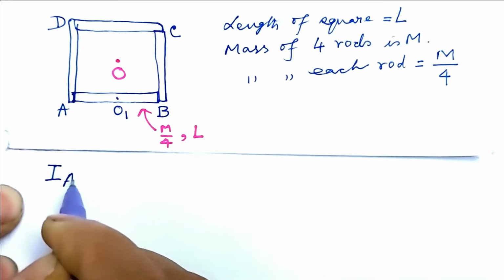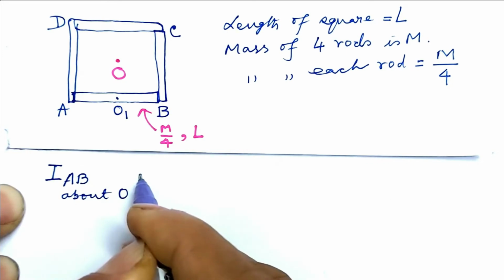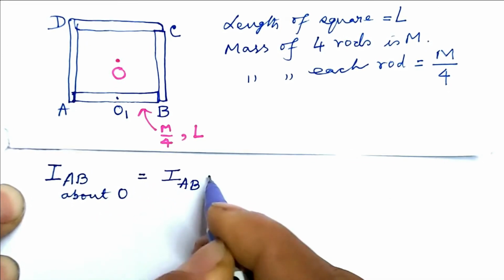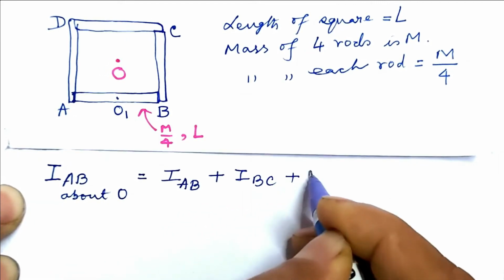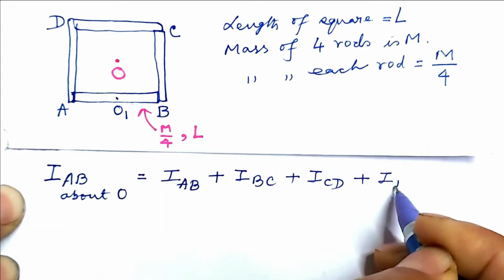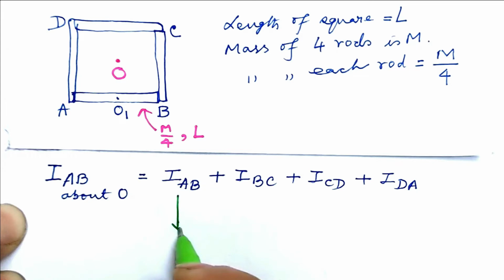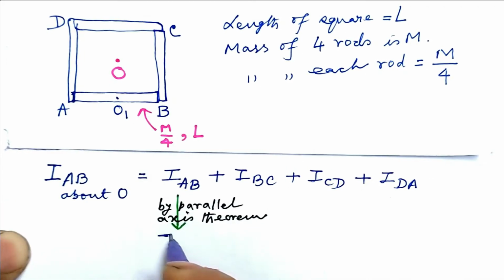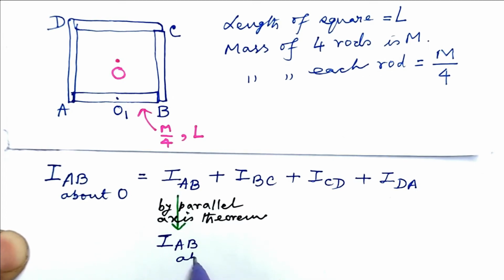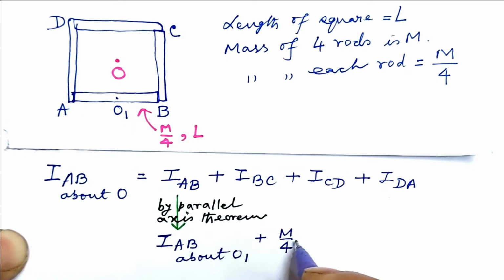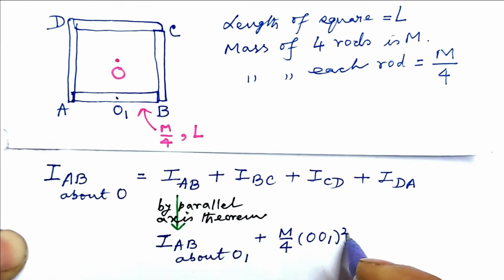The moment of inertia of the object about the perpendicular axis through midpoint O is given by the moment of inertia of portion AB plus that of portion BC plus that of portion CD plus that of portion DA. What is the moment of inertia of the portion AB about the perpendicular axis through midpoint O? Clearly, as the perpendicular through midpoint O does not pass through portion AB, we apply the parallel axis theorem. So, it is the moment of inertia of portion AB about the perpendicular axis through its midpoint, that is point O1, plus its mass, that is m by 4, into OO1 square. OO1 is the perpendicular distance between the two axes, namely the perpendiculars through O and O1.